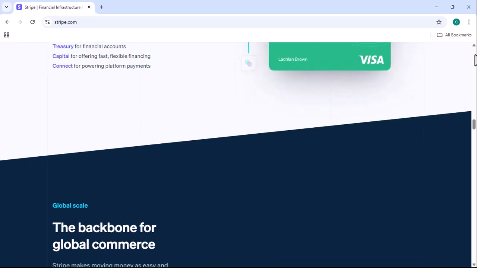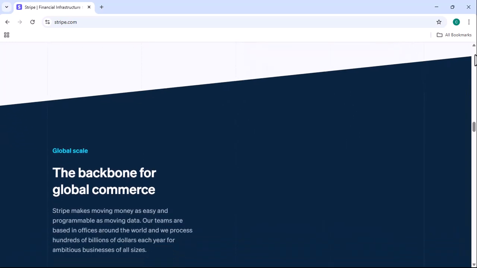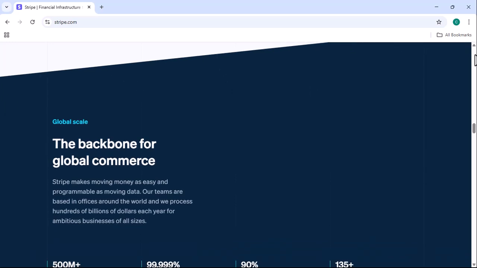This stability ensures your business can keep running smoothly, even when your accounts receivable are temporarily lagging behind your accounts payable. It lets you focus on growth instead of survival.